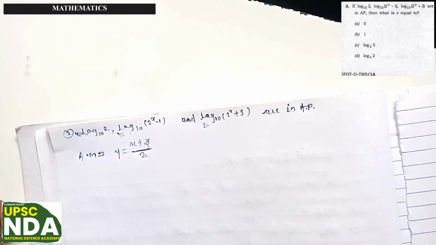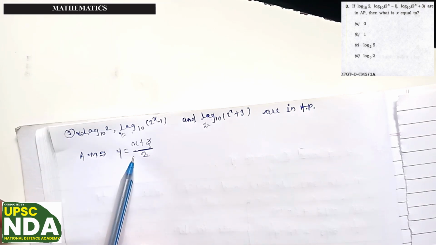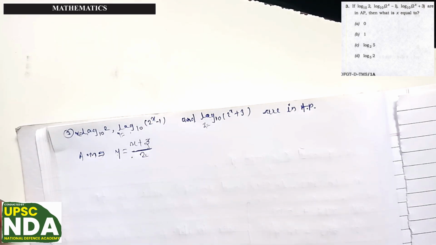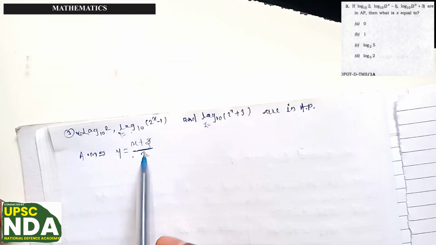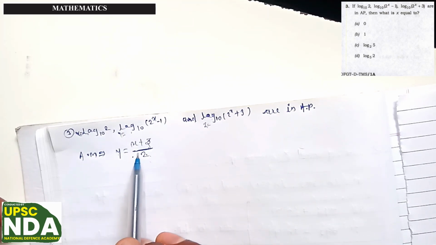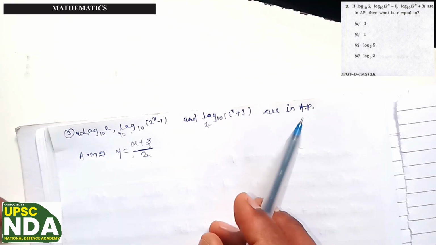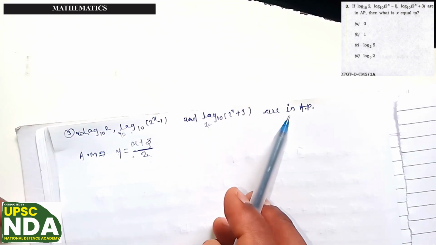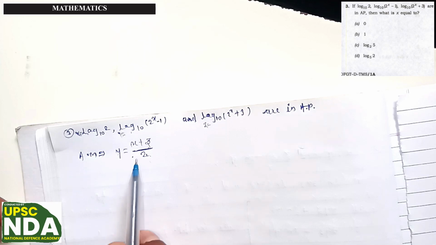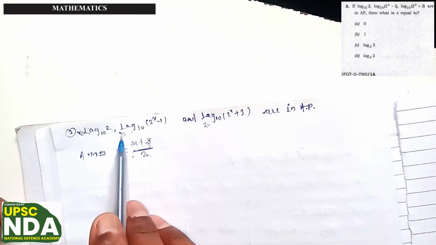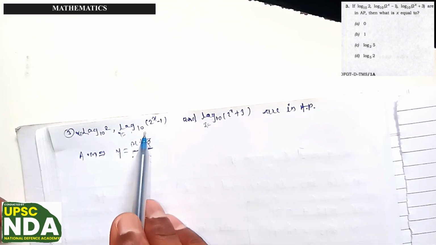When we have three terms in arithmetic progression, we write their arithmetic mean this way. If you have n terms, then you add all n terms and divide by n. This is the arithmetic mean for n terms. Here we are given an arithmetic progression, so we apply this result to our given data and find the value.